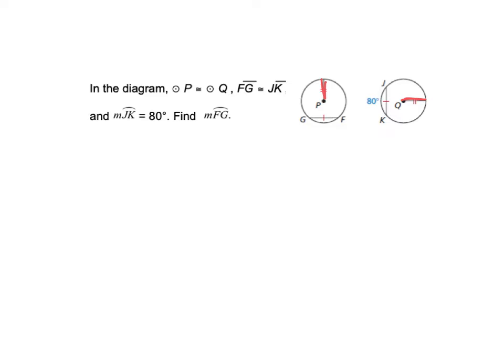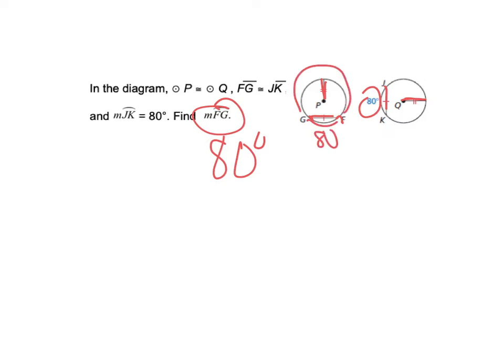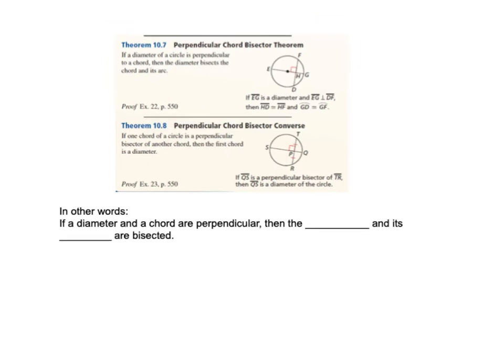And we know that JK, that right there, is congruent to FG. Therefore, if JK is 80 degrees, that means that FG also would have to be 80 degrees. And we also could know that, just in case we were wondering, this is 80. If we wanted to know the rest of the arc in that circle there, we would just have to take 360 minus 80.